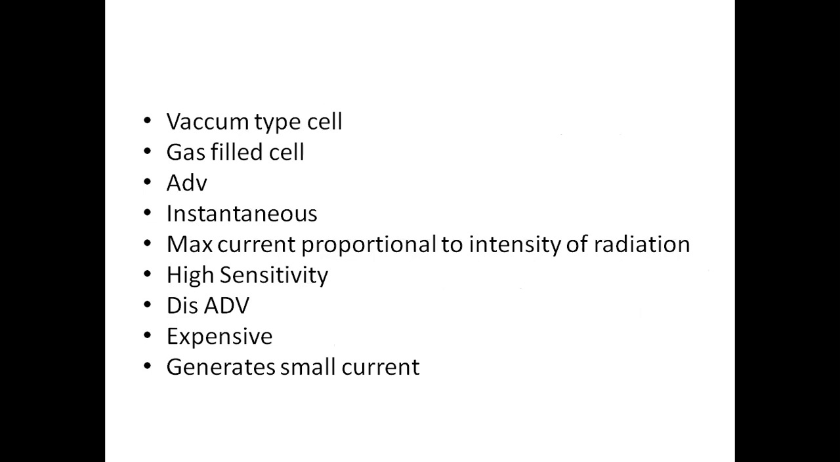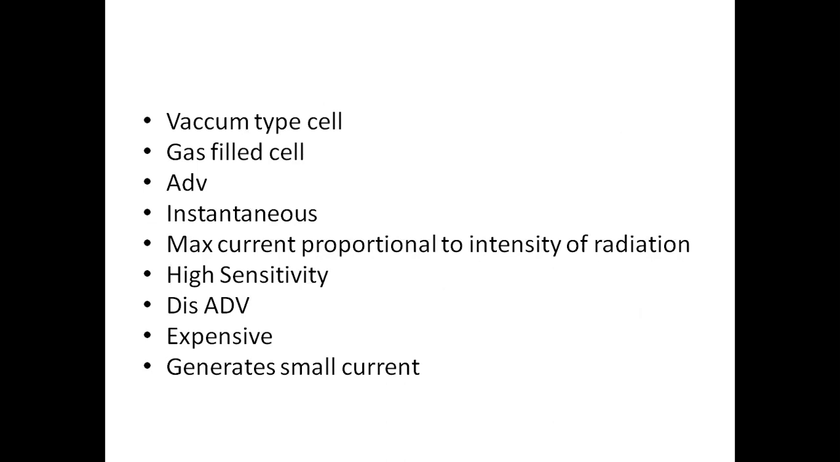So we have the vacuum type cell and the gas filled cell. When we talk about the types, the photoemissive cells are of two different types: one named the vacuum type cell and the other the gas filled cell.